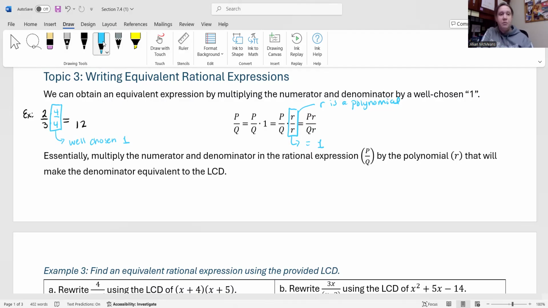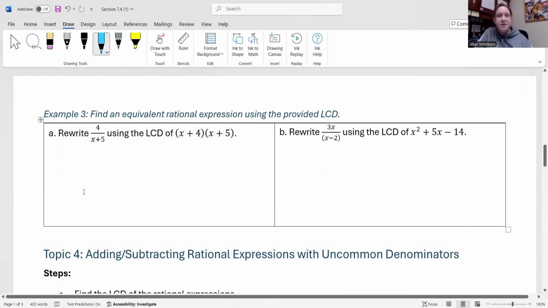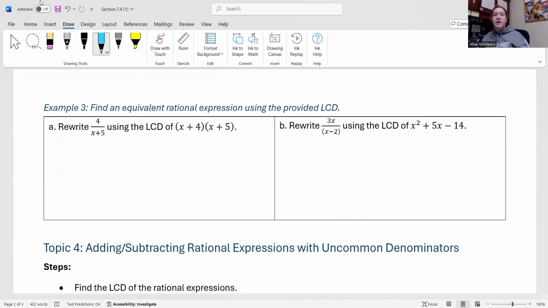So let's look at example 3. In example 3 here, it says find an equivalent rational expression using the provided LCD. So for part A, we want to rewrite 4 over x plus 5 using the LCD of x plus 4 times x plus 5. So we want an equivalent form of 4 over x plus 5 using that LCD. So we start with 4 over x plus 5, and we want an equivalent form where the denominator is x plus 4 times x plus 5.